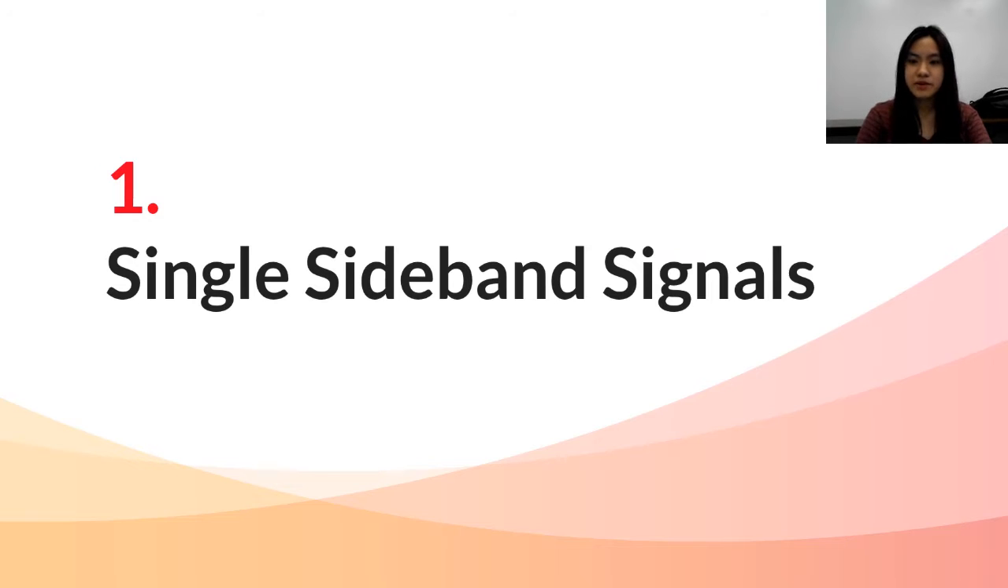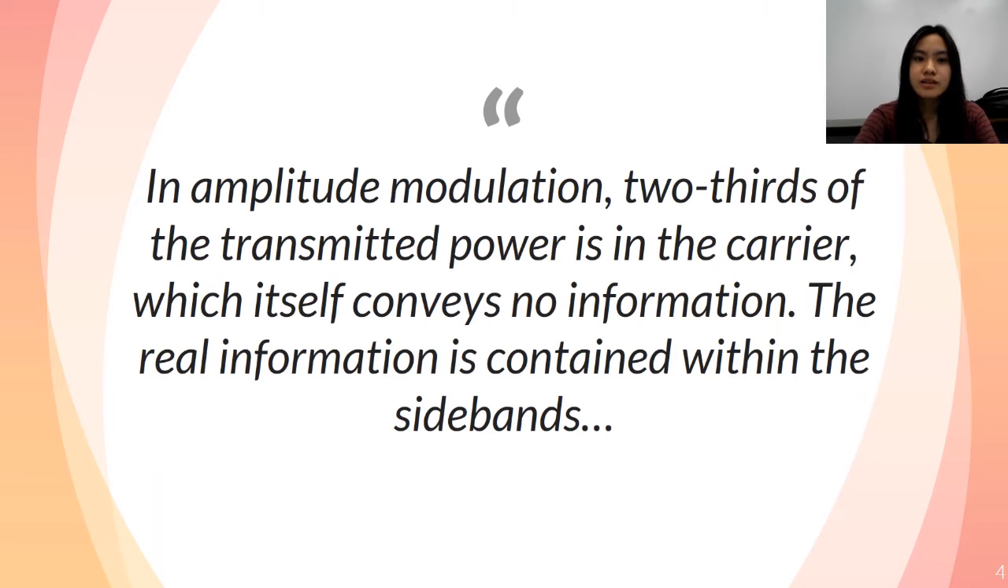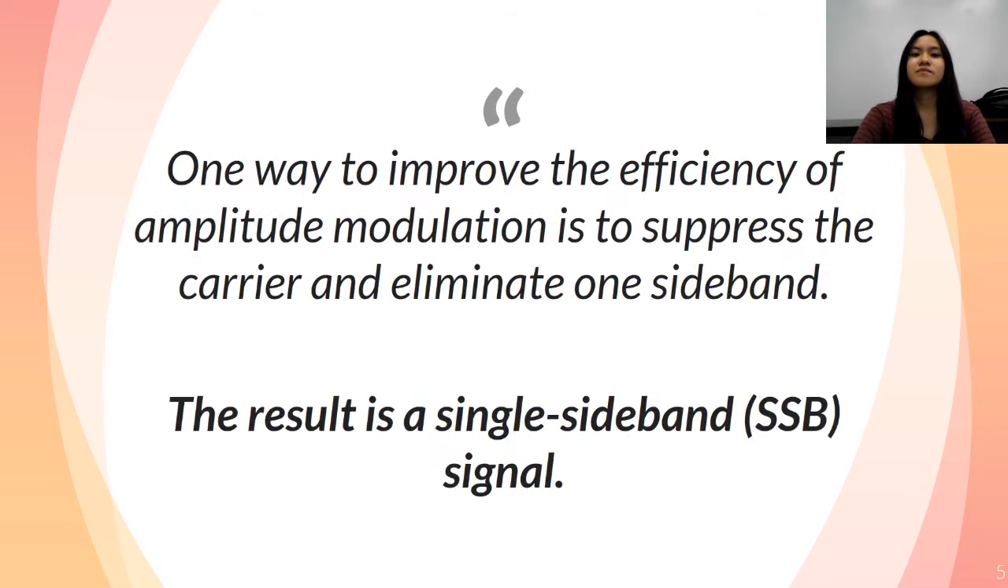For the first topic of this chapter, I will be discussing single sideband signals. In amplitude modulation, two-thirds of the transmitted power is in the carrier, which itself conveys no information. The real information is contained within the sidebands. One way to improve the efficiency of amplitude modulation is to suppress the carrier and eliminate one sideband. The result is a single sideband signal.